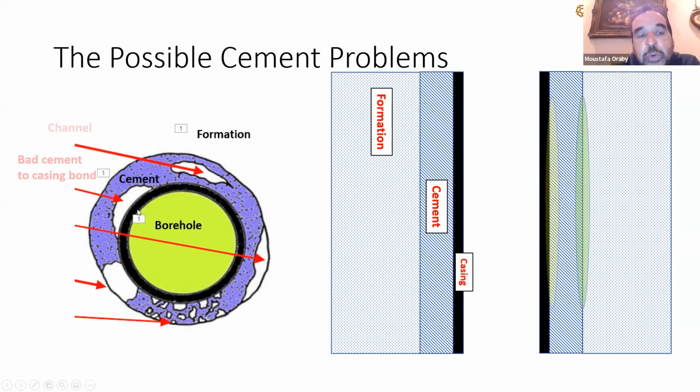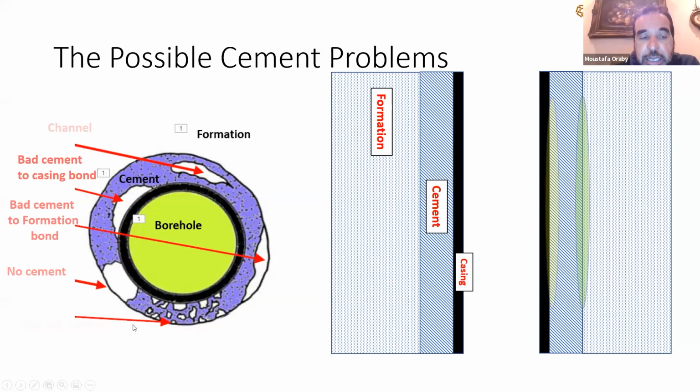The second one is that I don't have any bond between the cement and the casing. This area is empty. There is no cement in this area, so there is not really any bonding between the cement and the casing. It's very bad. Also, there may be no bonding between the cement and the formation. So it's either between the cement and the casing, or between the cement and the formation. It's also a big issue. Or there's actually no bonding at all. It's an empty zone, with no bonding with the casing and no bonding with the formation, so the whole thing is missing any type of cementing.